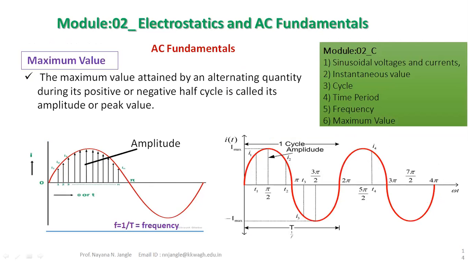Now, let us see some terms related to the waveform. The maximum value attained by an alternating quantity during its positive or negative half cycle is called the amplitude or peak value. This is also the magnitude. So the maximum value attained during its positive or negative half cycle is called the amplitude or peak value.